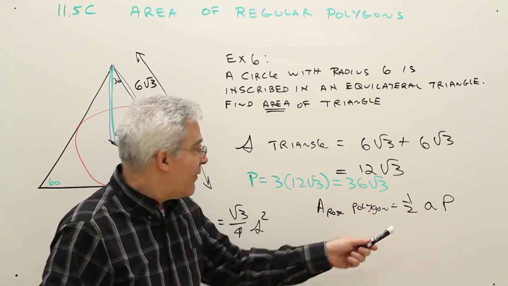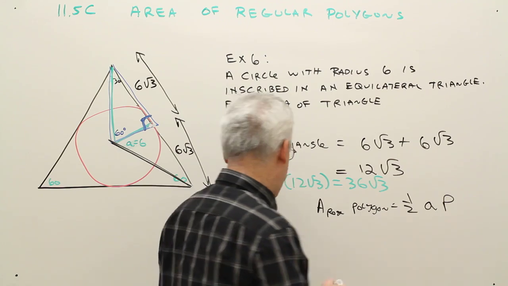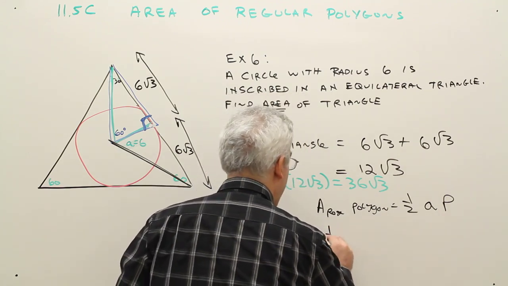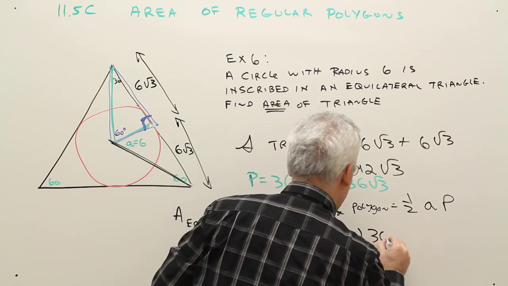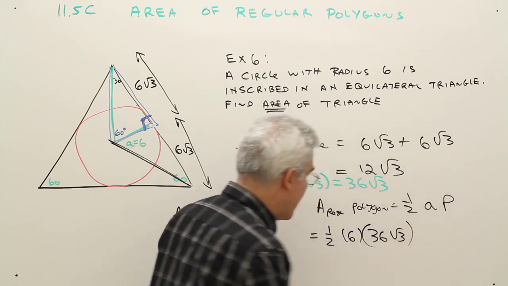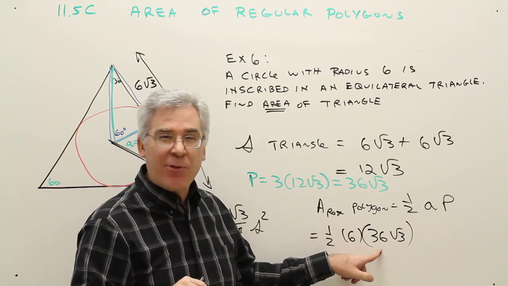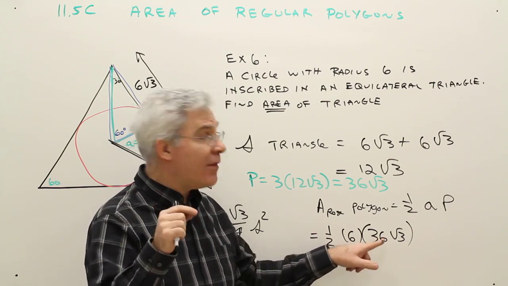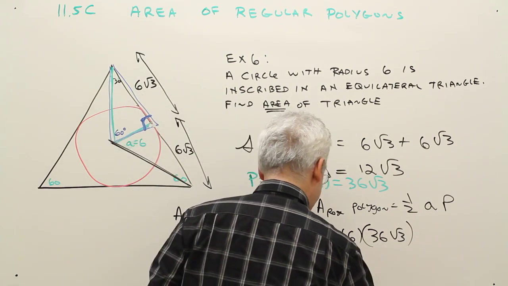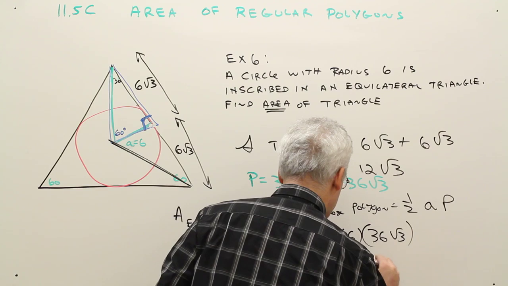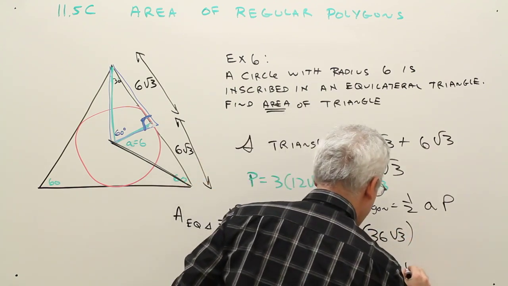So now all I'll do is substitute A is 6, P is 36 rad 3, and see what we come up with. Equals 1/2 A, 6, P, 36 rad 3. And then 1/2 of 6 is 3. 3 by 36, well 3 by 30 is 90, 3 by 6 is 18, so 108 rad 3. And that would be units squared.